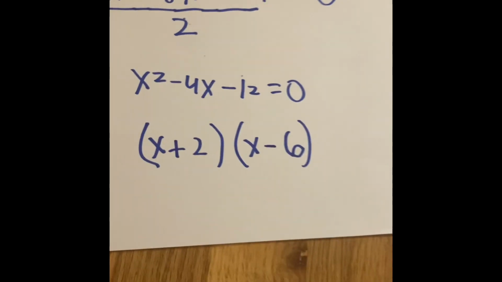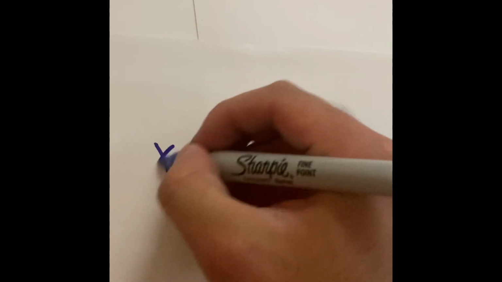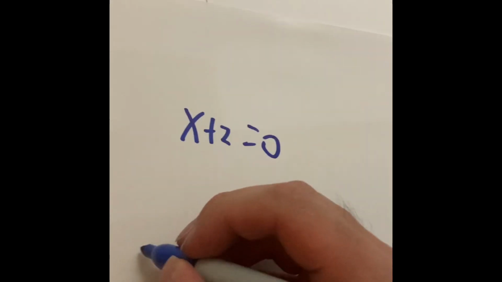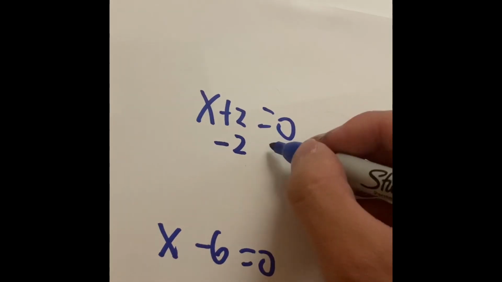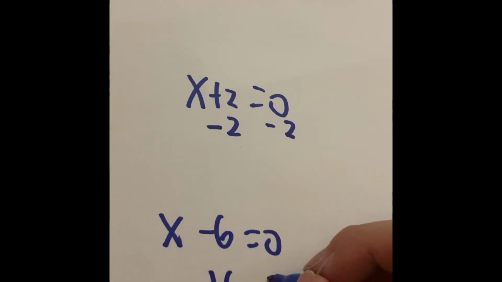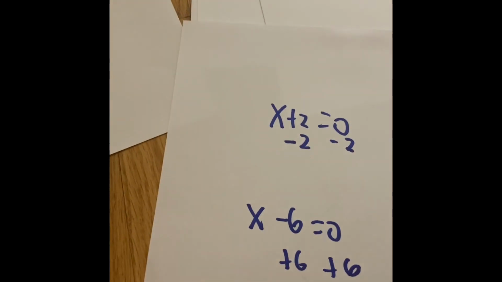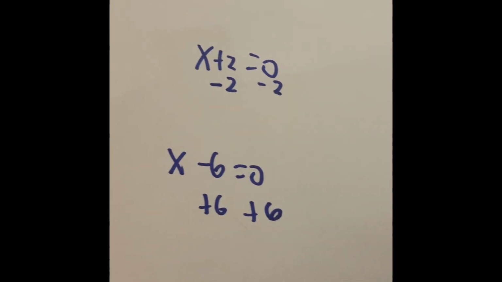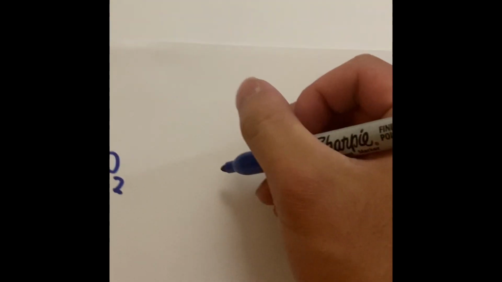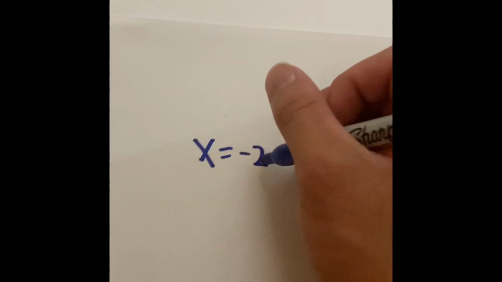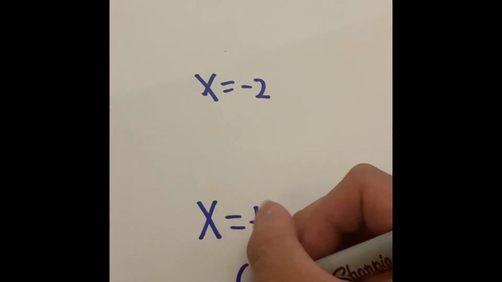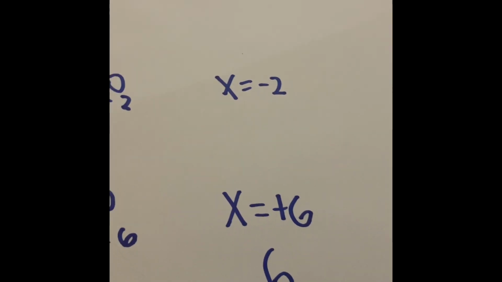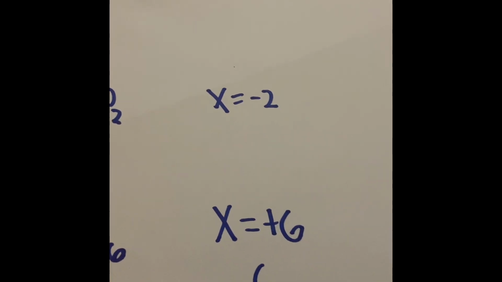So here's what we have to do next. On a separate piece of paper, we say x plus 2 equals 0 and x minus 6 equals 0. We subtract 2 and add 6. The reason is we pulled these two binomials and set them to 0. For our final answers, the top one gives x equals negative 2, and the bottom one gives x equals positive 6. So we got the same answer as the quadratic formula.